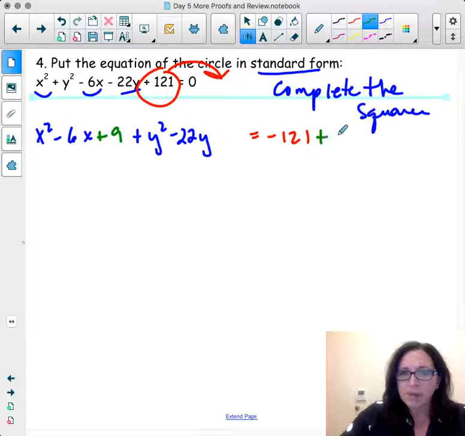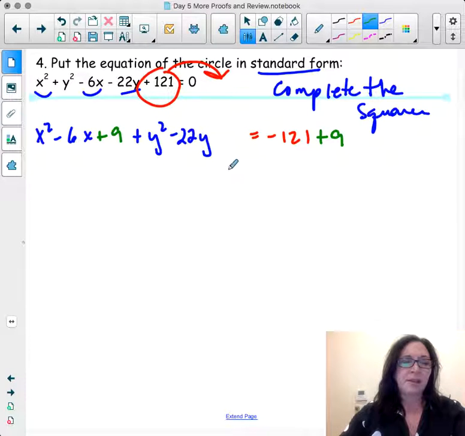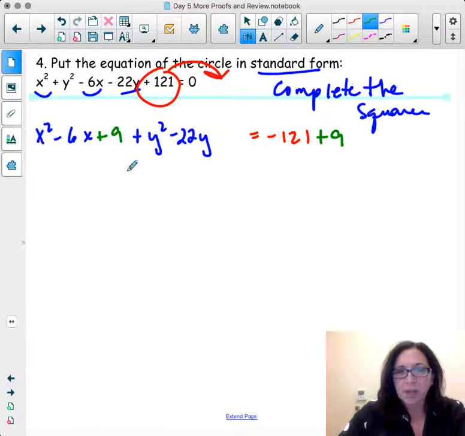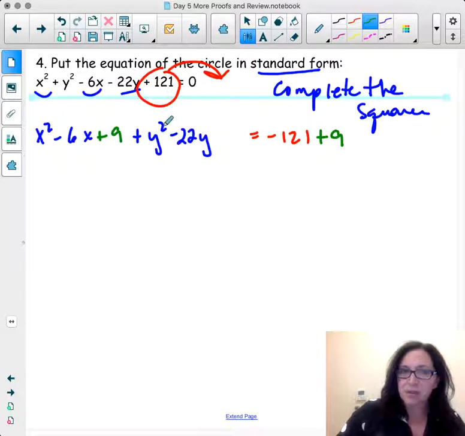And whatever you add to one side, remember, you do need to add it to the other side. Because it is an equation, it's an equal sign. So it's equal. Left side equals right side. So if you do something to the left side, you're going to add something to the right side as well.